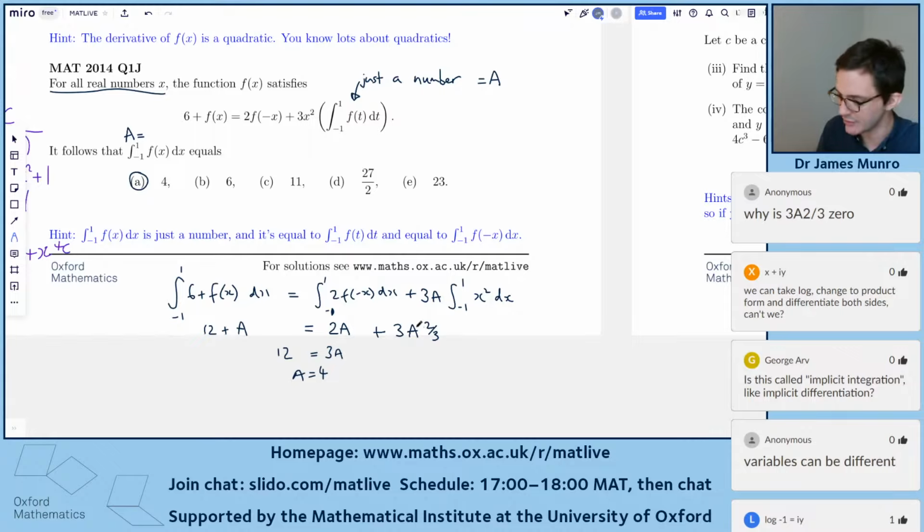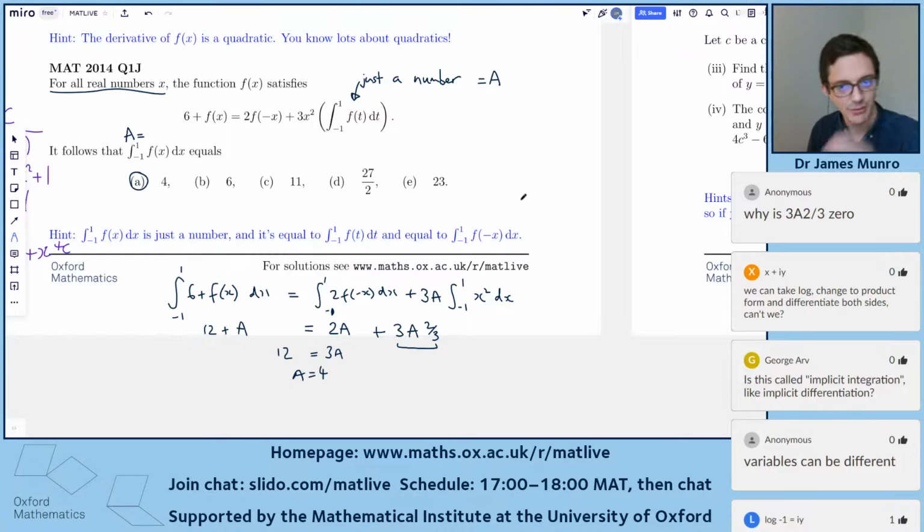3a times 2 over 3 is not 0. This thing is 2a. I had 2a from here, but then I sneakily also subtracted this a, which is why it went away over here. So I got 3a. Maybe my algebra is wrong. No, I think I'm good. Cool, right, okay. Yeah, someone's agreeing with you.